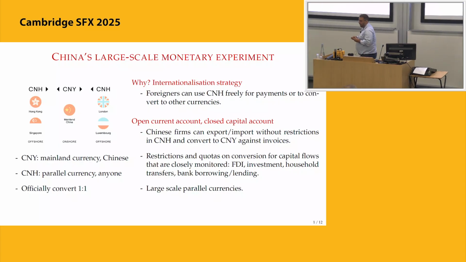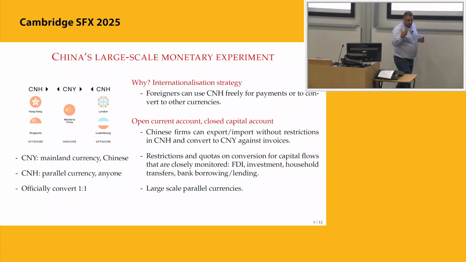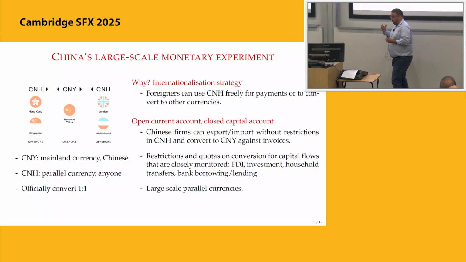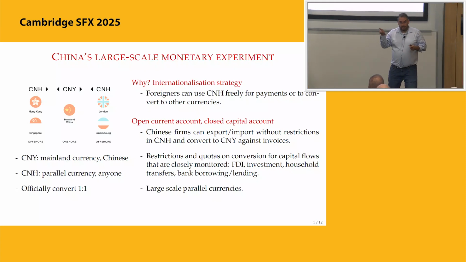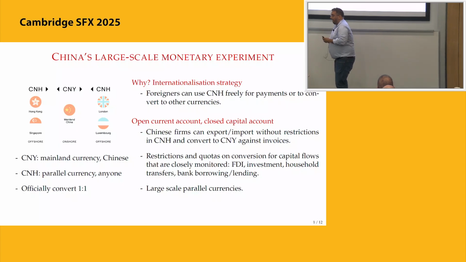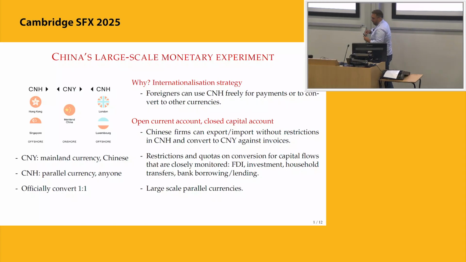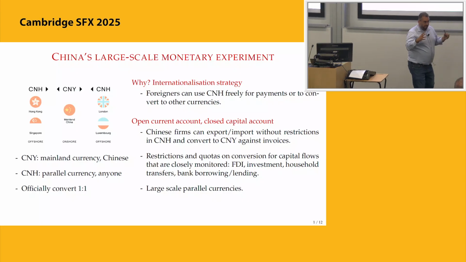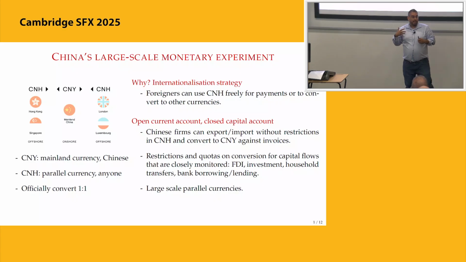More broadly, it fits into a policy of an open current account and a closed capital account. Open current account means that if you have a transaction that would fall under the current account, conversion between CNH and CNY is free. So if you have a trade invoice that would back the transaction, you can make the conversion. If the transaction would fall under the capital account, then you have restrictions, quotas, all these different things that prevent the free flow of money from CNY to CNH and from CNY broadly to the rest of the world.